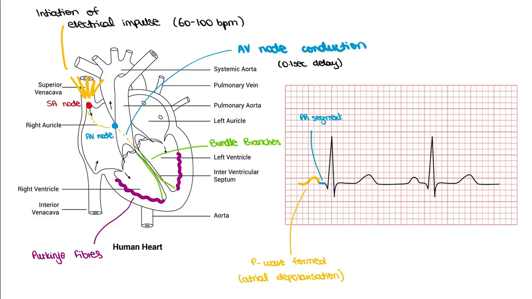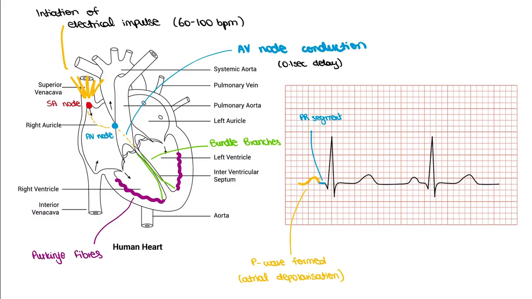So there is a 0.1 second delay at the AV node to allow for the atria to fill up with blood and contract, and if we did not have that, then atria and ventricles would be contracting in synchrony, and we don't want that to happen because then the heart can't supply blood efficiently.